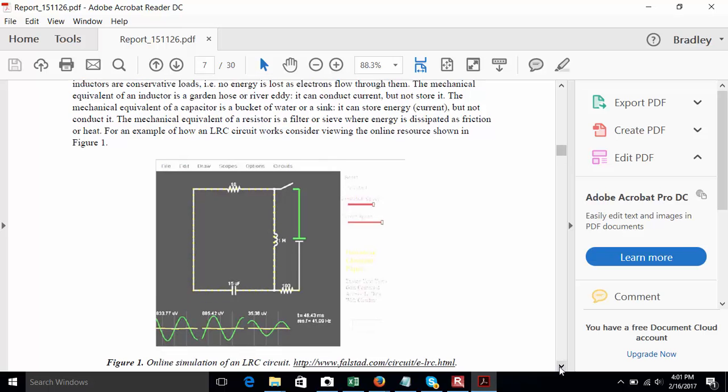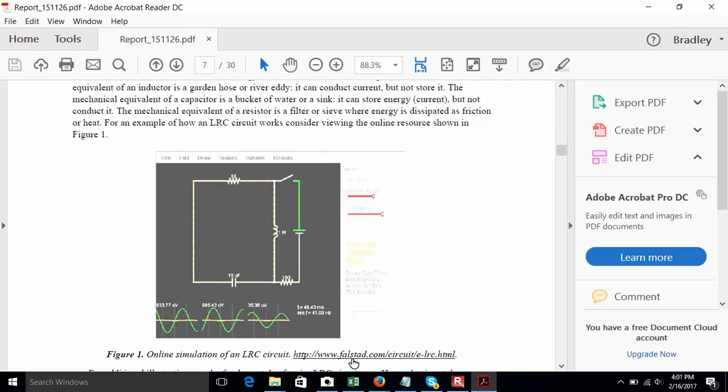There are a few neat little online tools. Falstad.com, Circuit LRC, allows you to play with this. You can ramp up the inductance, ramp up the capacitance, and look at the lead versus the lag. Think of the capacitor as an electron bucket, and think of the inductor as a river or a tube or a hose that electricity flows through, and the resistor is something that actually does work for you.